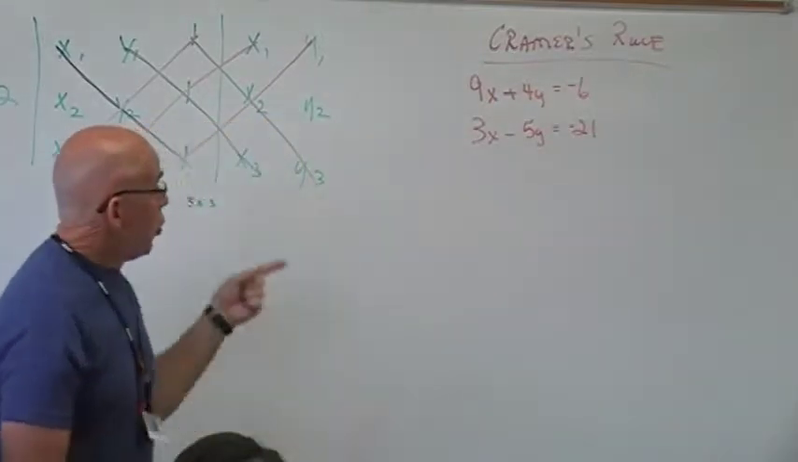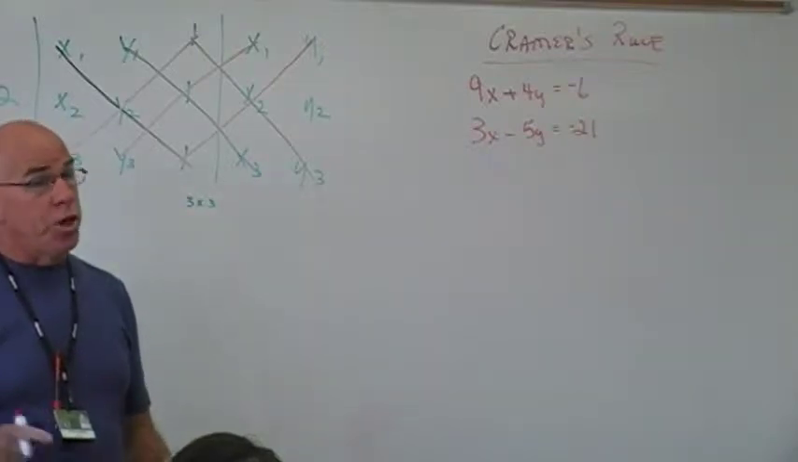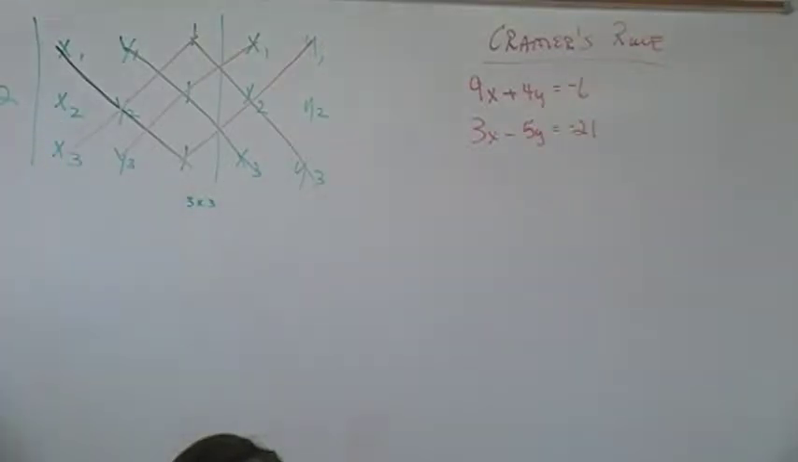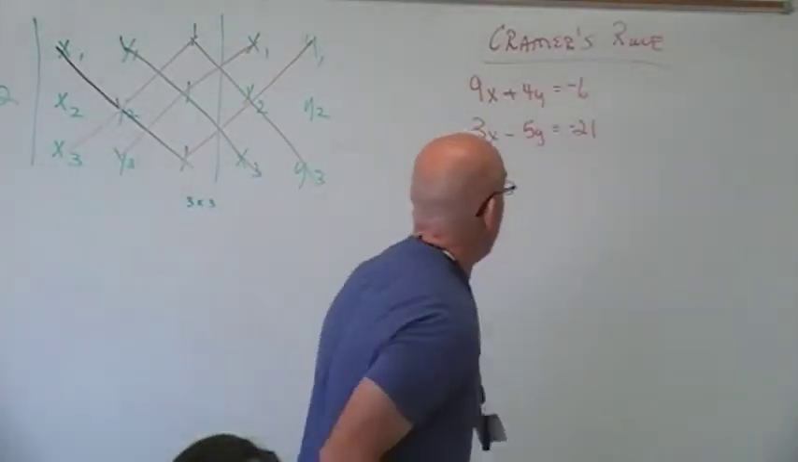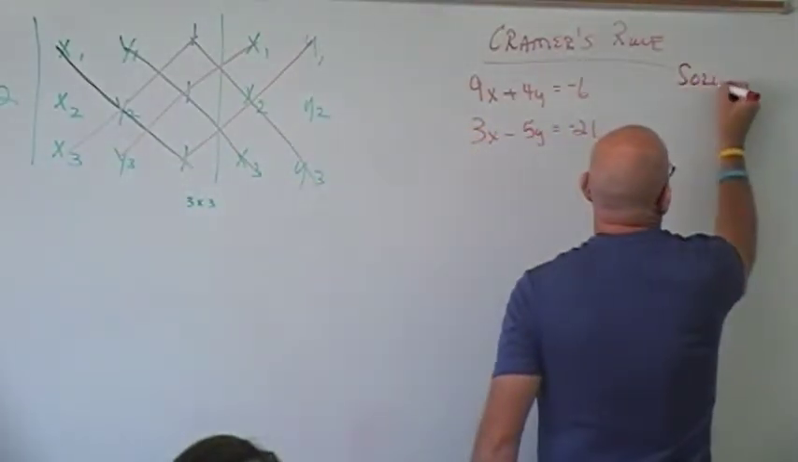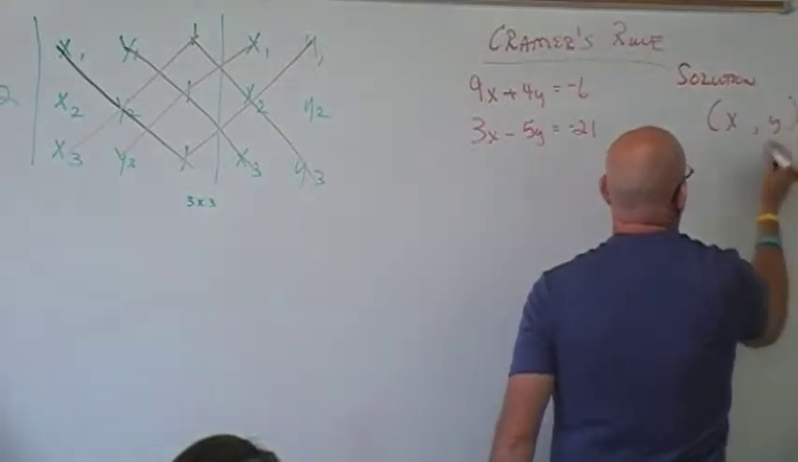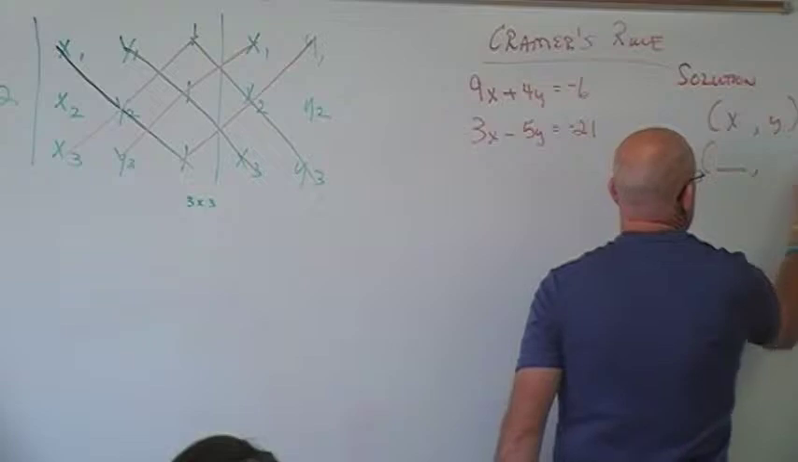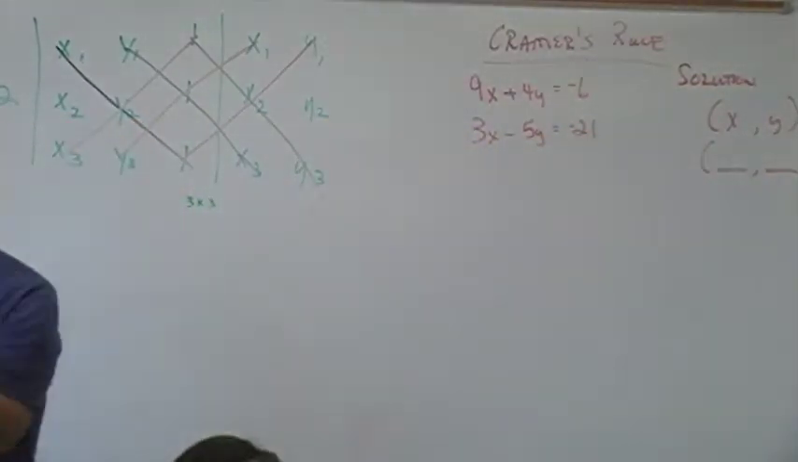Okay? So we've got this system. Here's how you use matrices and the determinants of those to find that solution. Again, finding the solution means I want to find the x and y coordinate where they cross. What's the x coordinate? Where's the y coordinate that these 2 lines cross? That's what we're talking about. So here's what we do.